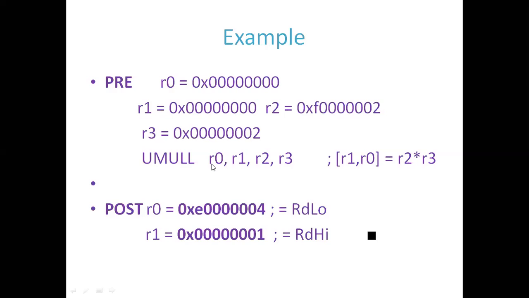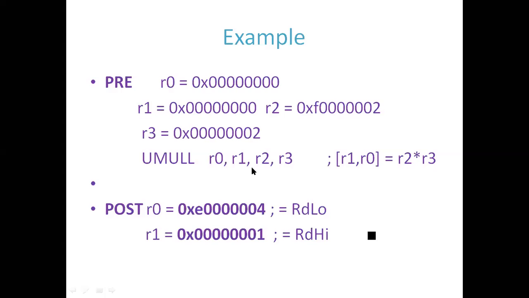R1 will hold the higher order 32 bits, and R0 will hold the lower order 32 bits. So that is exactly what we have. After multiplication, we have this one, which is the lower order 32 bits, and this one will have the higher order 32 bits. Only thing is that even though the result is within 32 bits, we do this only to demonstrate the usage of the multiplication, which is the long multiplication.